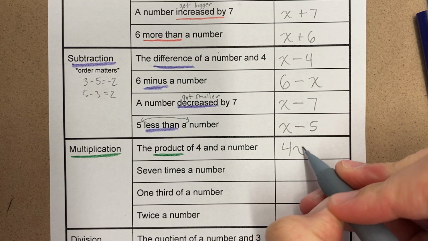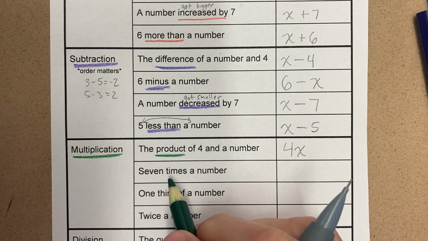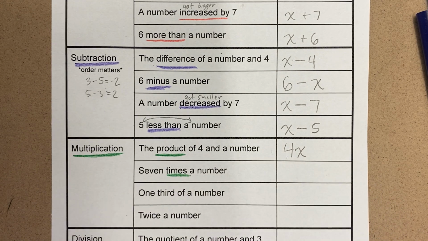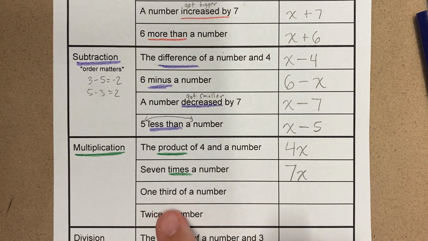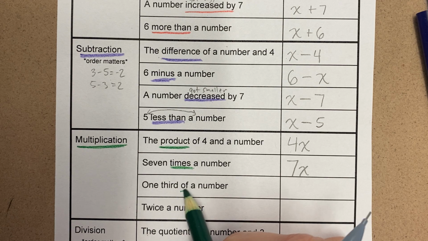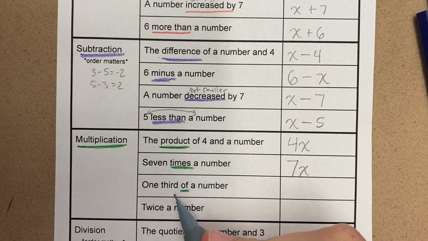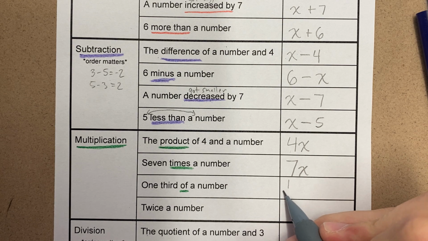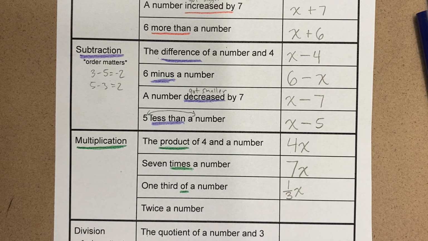We're going to write it like this. That means 4 times a mystery number. Sometimes we just use times, 7 times a number. That would just be 7 times x. Sometimes when we have a fraction, we use the word of. So of means multiply, especially when we have fractions. So 1/3 of a number looks like this. 1/3 of x would be 1/3 times x.